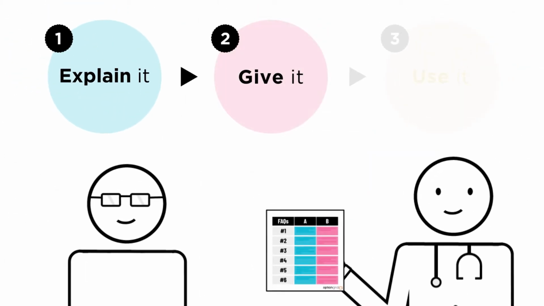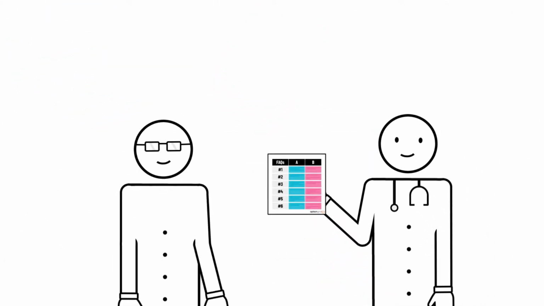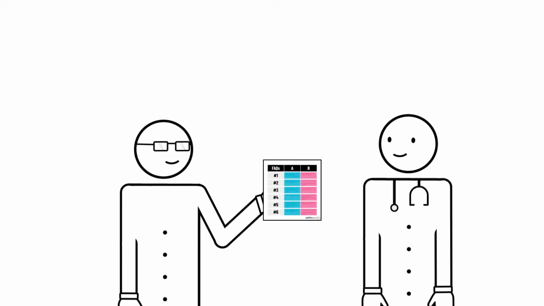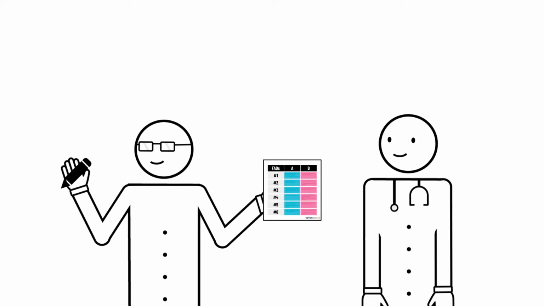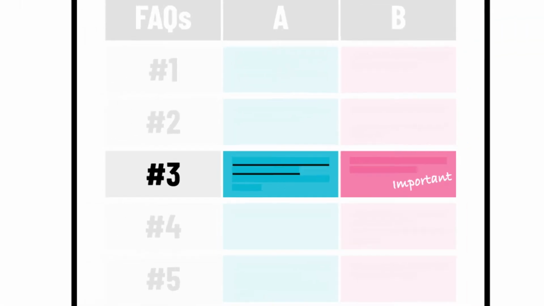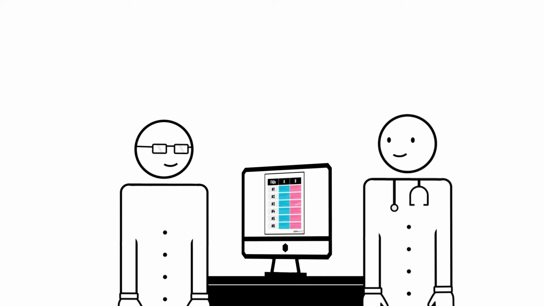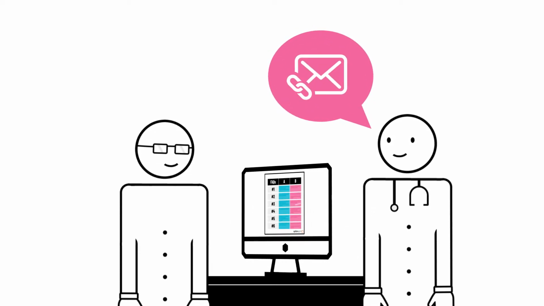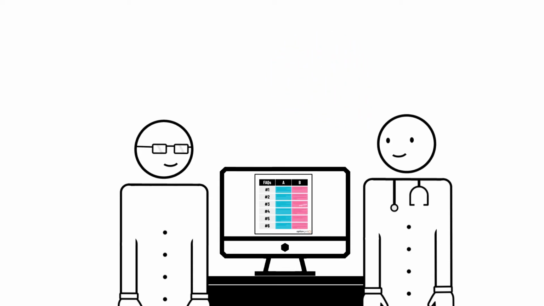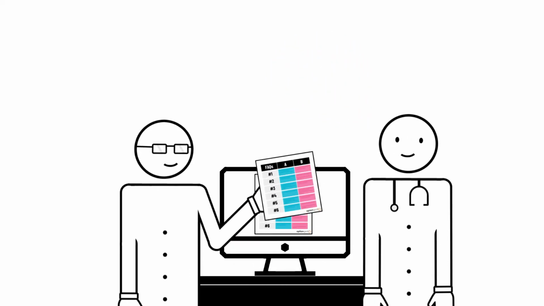Step 2. Give it. If you are using a paper copy, give the tool to the person you are speaking to and check whether they have something to write with. Suggest that they underline or write things down that seem important to them. If you are using a screen, make sure that they can see the tool, and offer to send them a version using the patient portal or by other means. If you're able to, print it out for them.